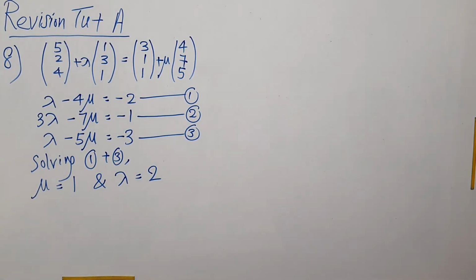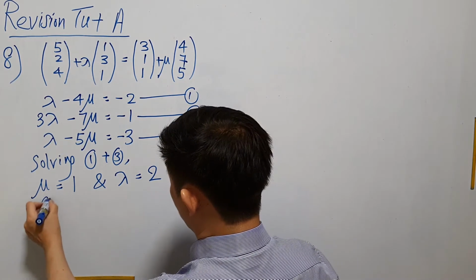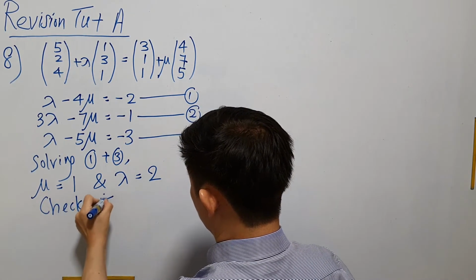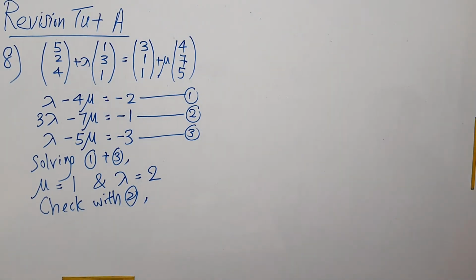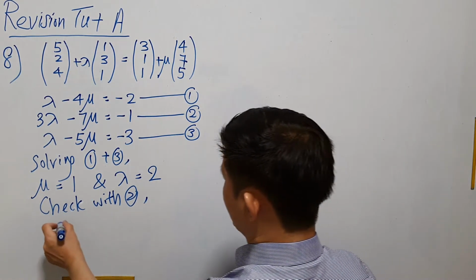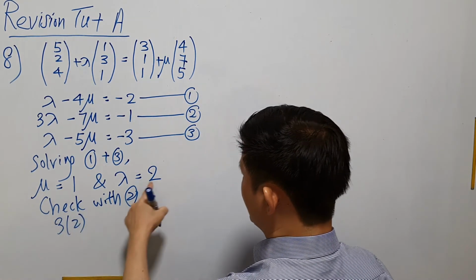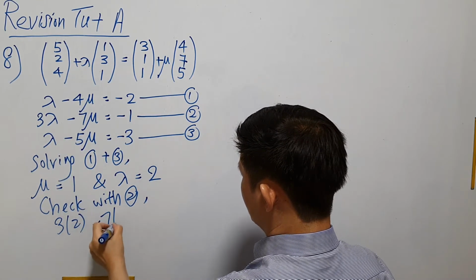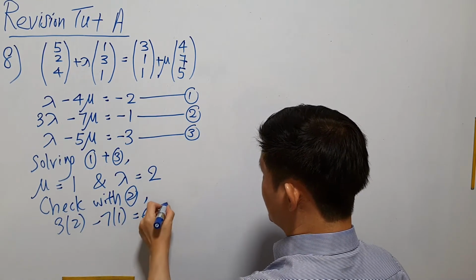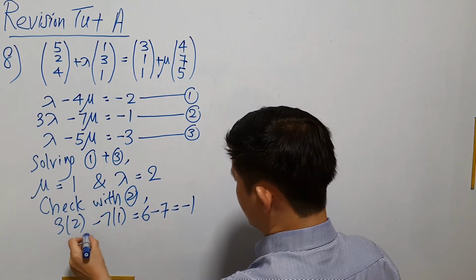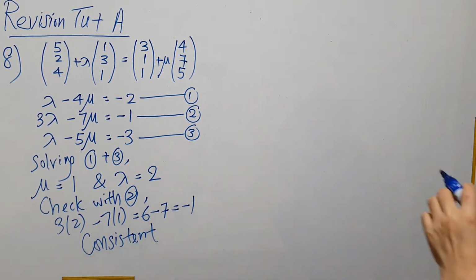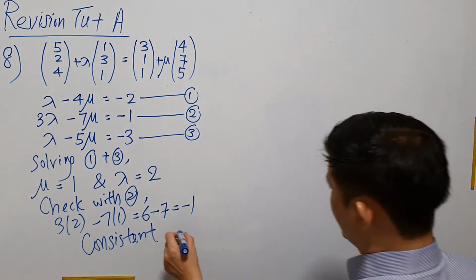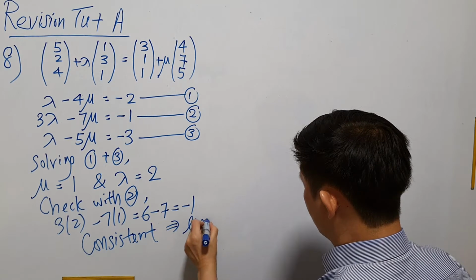And then since you have used equation 1 and 3, you check with equation 2. Does it satisfy? You put in the left hand side: 3, lambda is 2, right? Minus 7, 1. Get 6 minus 7 equals minus 1. So it's consistent. The solution for lambda and mu is consistent for all three equations. That implies therefore the lines meet.